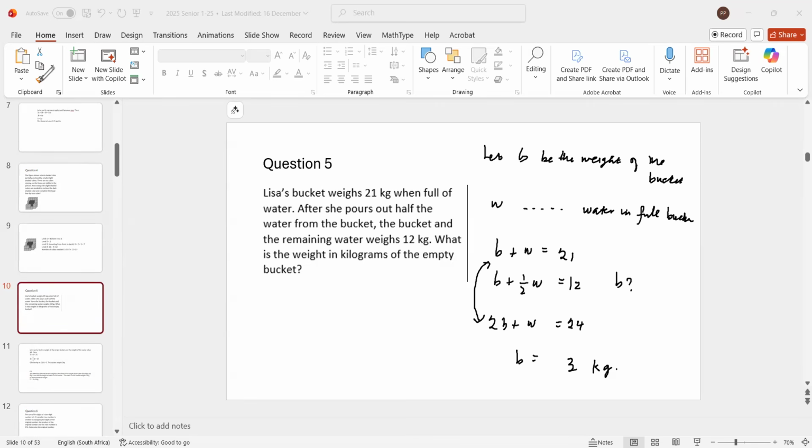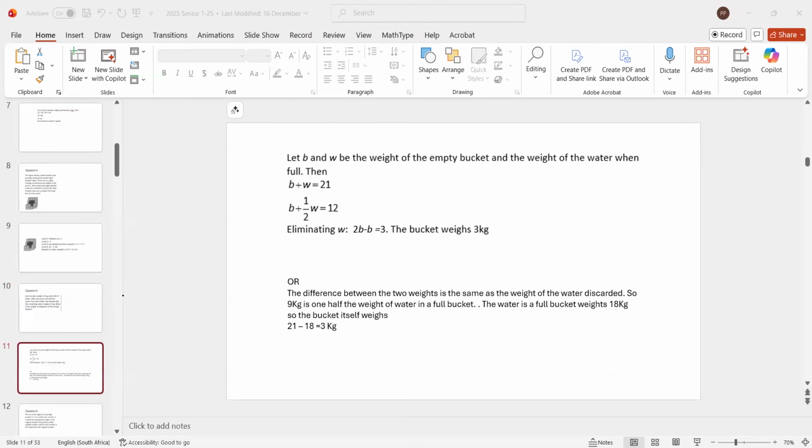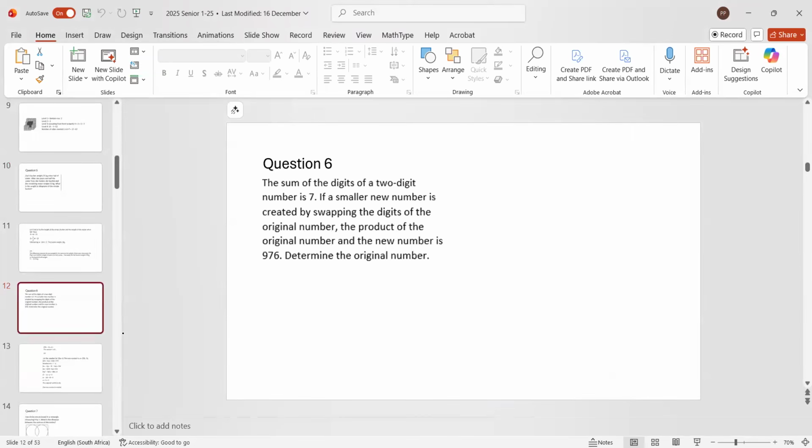And if you want to check whether this is right, yeah, so you see 3 kilograms. I've used some other argument here. You can read this without having to use symbols, just logic. You can read that and see whether you can make any sense out of it.